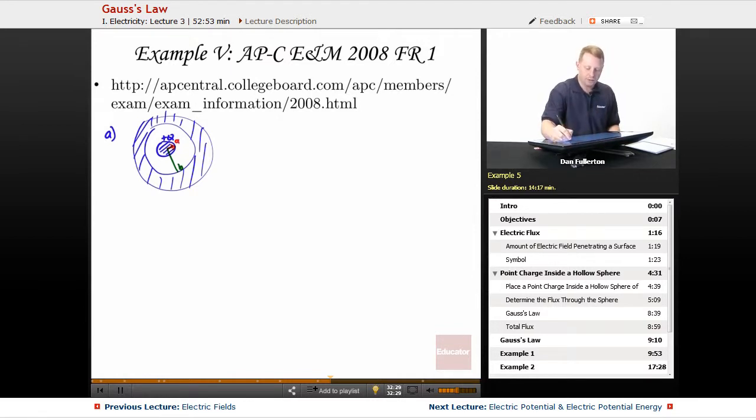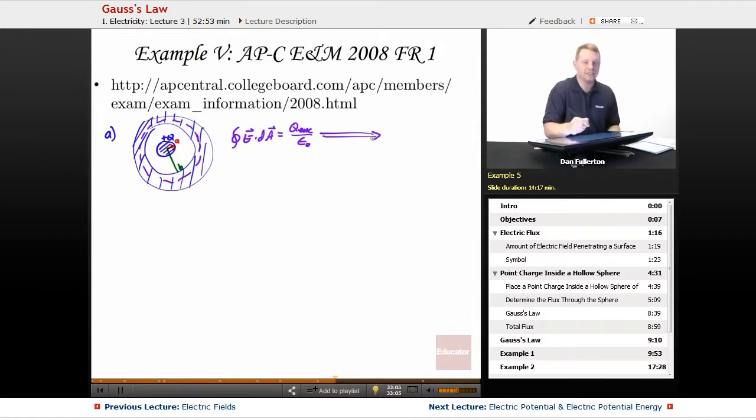Well, the way I would do that to begin with is I would first choose a Gaussian surface that is inside this shell and then apply Gauss's law. So I'm going to make a shell here that actually runs through the middle of that conducting shell. So there's my Gaussian surface, that sphere there in purple. Then the integral over the closed surface of E dot dA is the enclosed charge divided by epsilon 0.